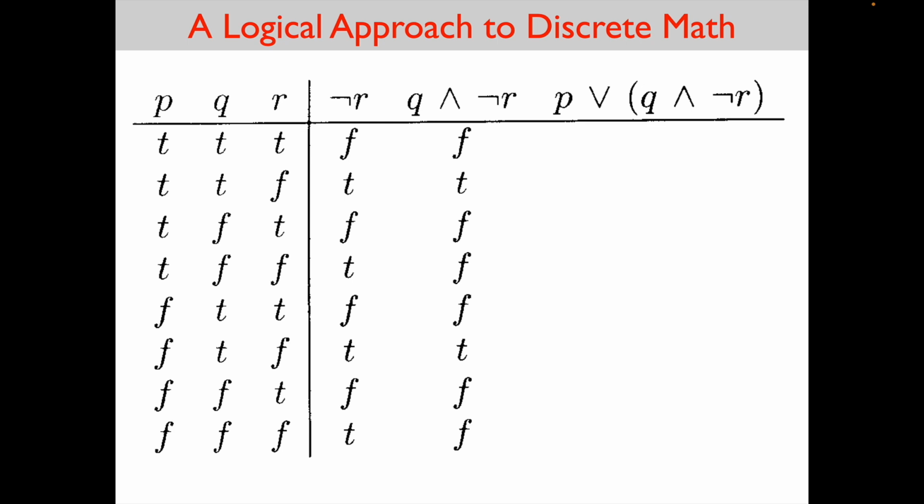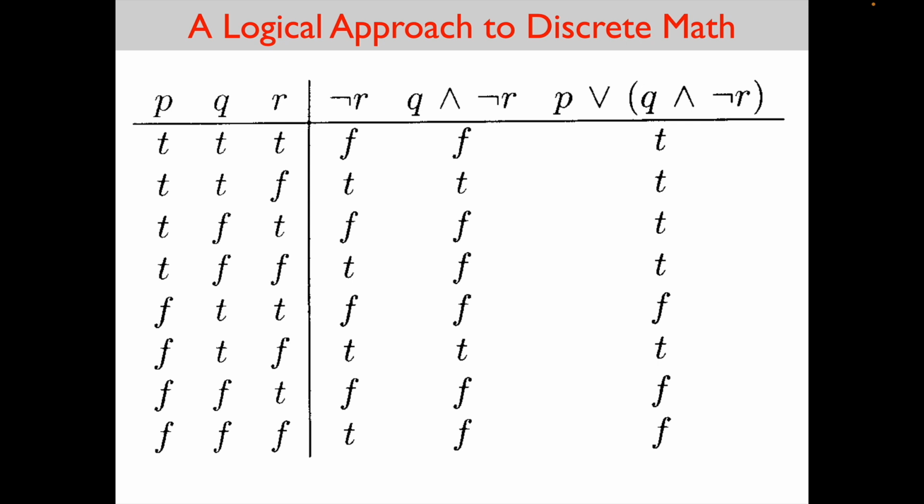Right? So you see that if you just run your finger down the column for Q and the column for not R, and you AND those. And then the way you get the last column is we have Q and not R, so you OR that with P. So you take the column for P and you OR that with the column for Q and not R. So see if you can do that. Okay, you should have gotten true, true, true, true, false, true, false, false.